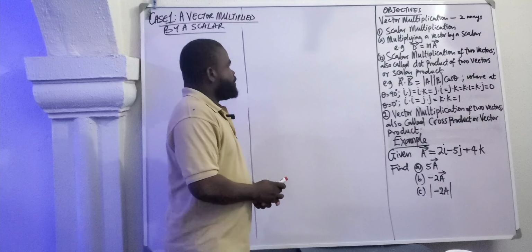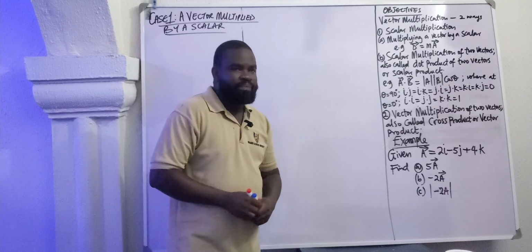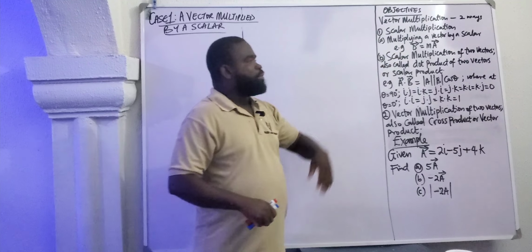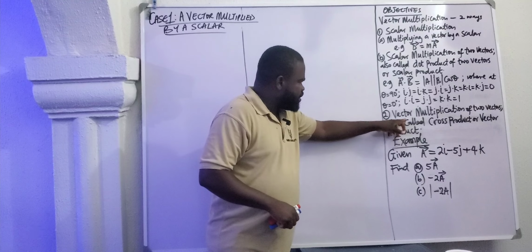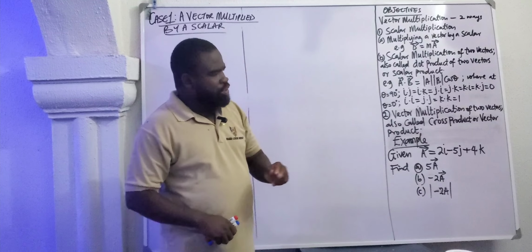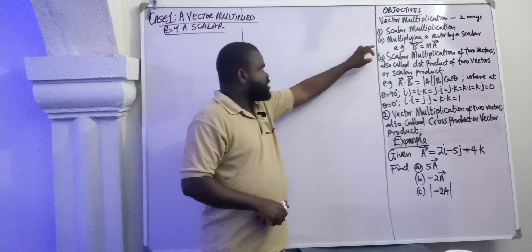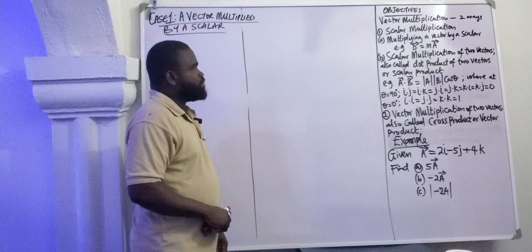In our class of today, we will be looking at vector multiplication, which can be done in two ways. Number one, we have the scalar multiplication of vectors, and number two, we have the vector multiplication of two vectors. Now, we are addressing this first part in our class of today.